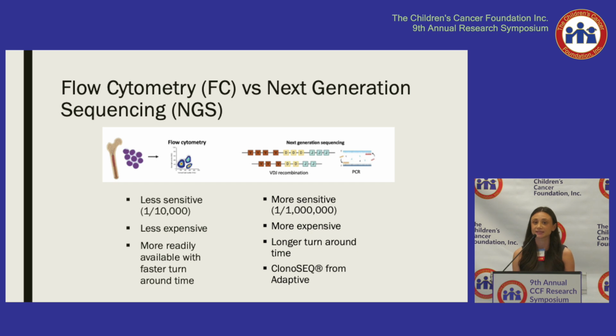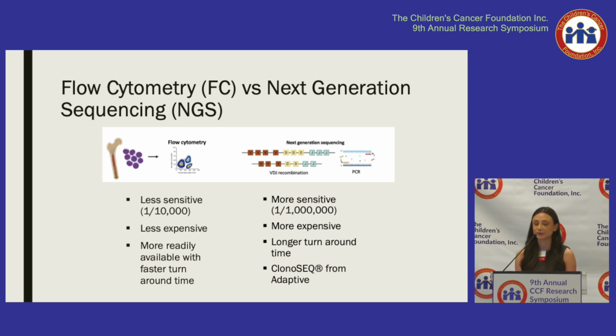Flow cytometry is the typical technique in which minimal residual disease is assessed, and this is where we're able to detect in a sample of blood or bone marrow the percentage of residual leukemia cells by looking at cells that express specific markers or antigens that are present in their leukemia cells. This is typically less sensitive than our other method we'll discuss. For every 10,000 cells, you're able to detect down to about 1 leukemia cell in that sample. It's less expensive and it's typically run in-house as opposed to sending it out to a lab elsewhere, and this has a faster turnaround time.